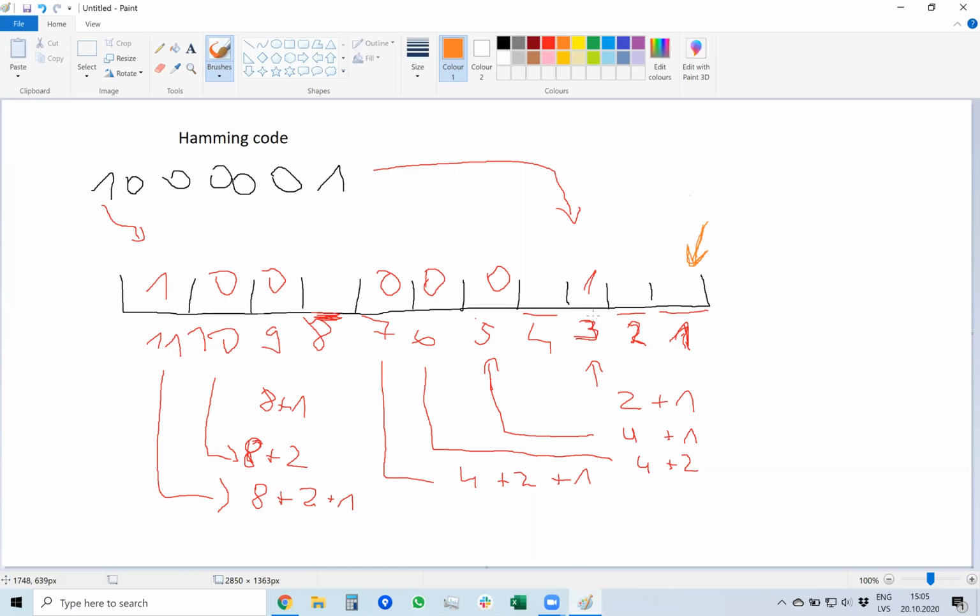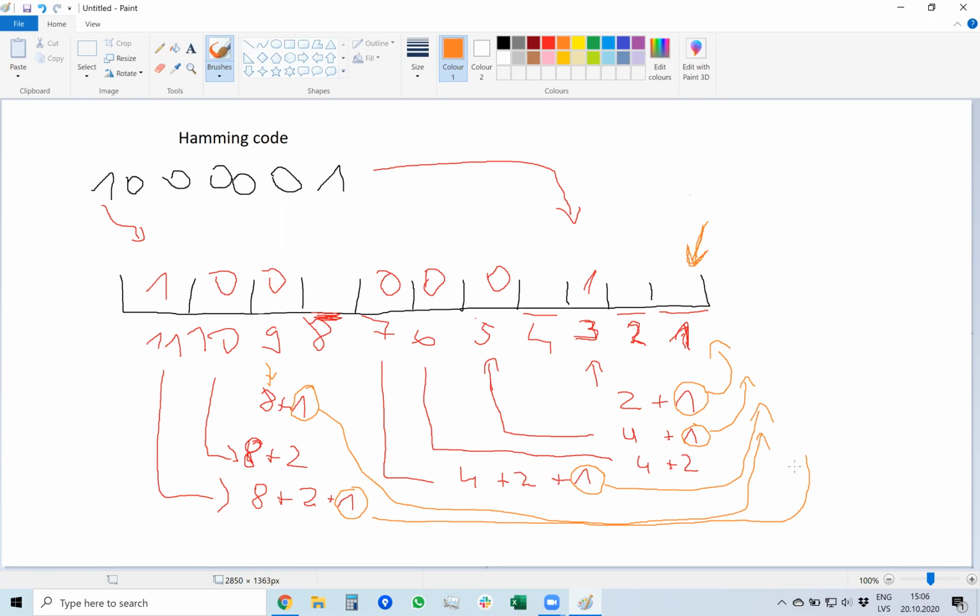As you can see, data bit at position 3 is 2 plus 1. 1 is here, so we will use it. Bit number 5 also contains 1, so this will also participate. Number 7 also has 1, so this will also participate to calculate this 1 bit. And this 9 also, and bit number 11 also contains 1.